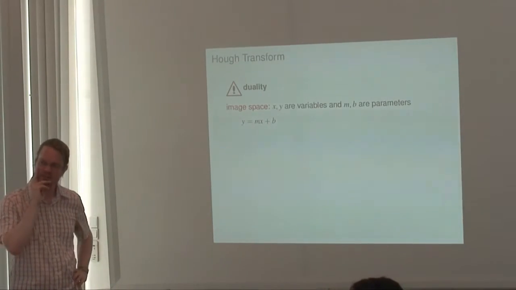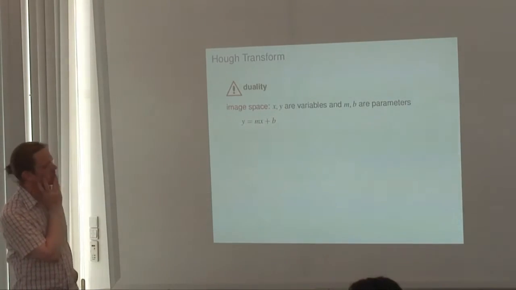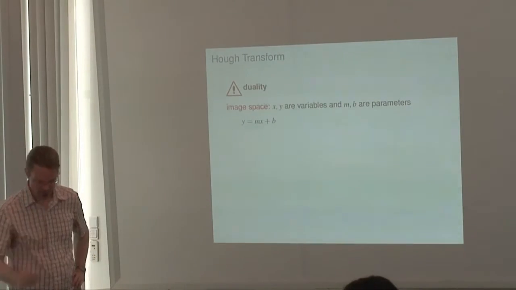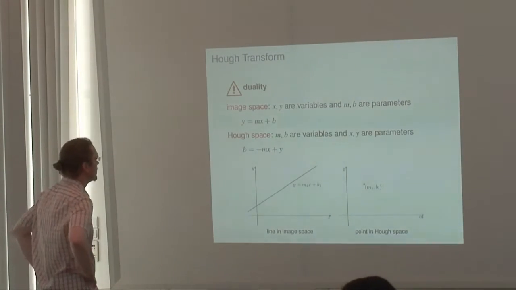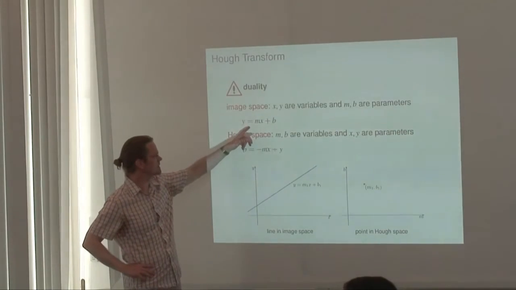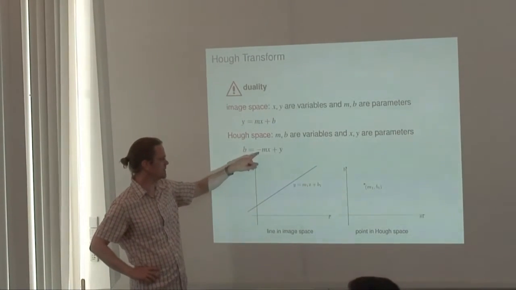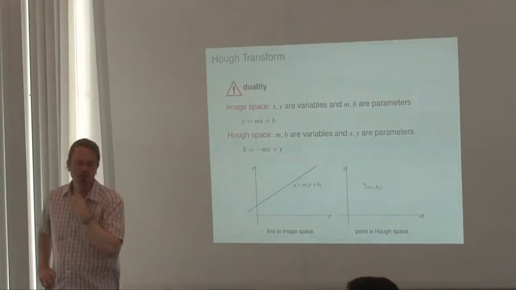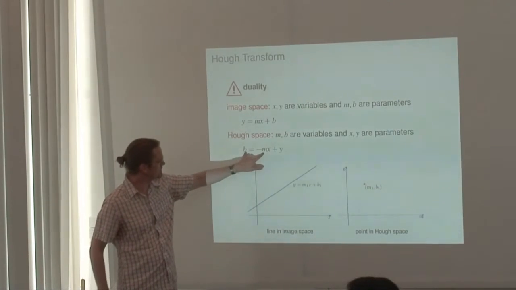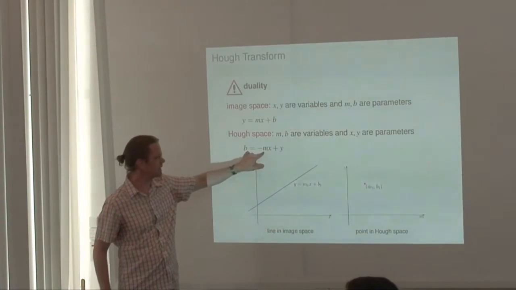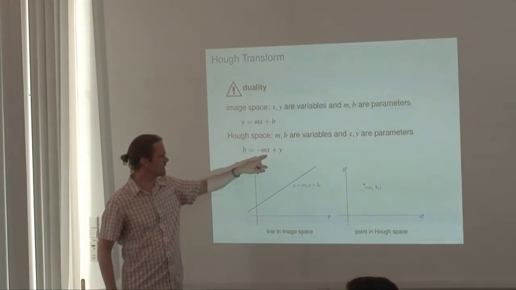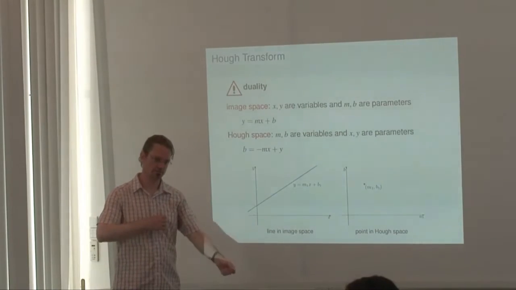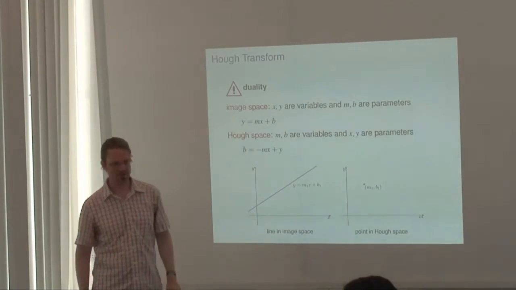And here's the crazy thing. We can solve this equation for b, can't we? Let's do this. We could, looking at this, say, well, if this is the case, then b is minus mx plus y. Let me just put it on the other side. But this now seems to be something where b and m are the variables, and x and y are the parameters. It's a form of duality here. Right? This we shall call the Hough space.